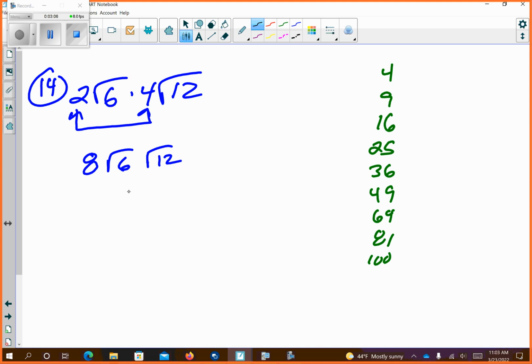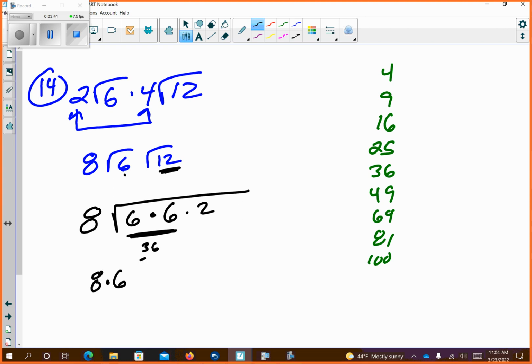Now I could choose to multiply 6 and 12 together because they're both underneath, which would give me a bigger number. I don't know if I would choose to do that or not. So let's see, is 12 the same thing as 6 times 2? So let's bring that first 6 down. 6 times, that worked. If I multiply those together, that would have given me 36. So what's the square root of 36? 6. So that comes down here. This 8 comes down here. And I'm left with a root 2. So 8 times 6 is 48. 48 root 2.